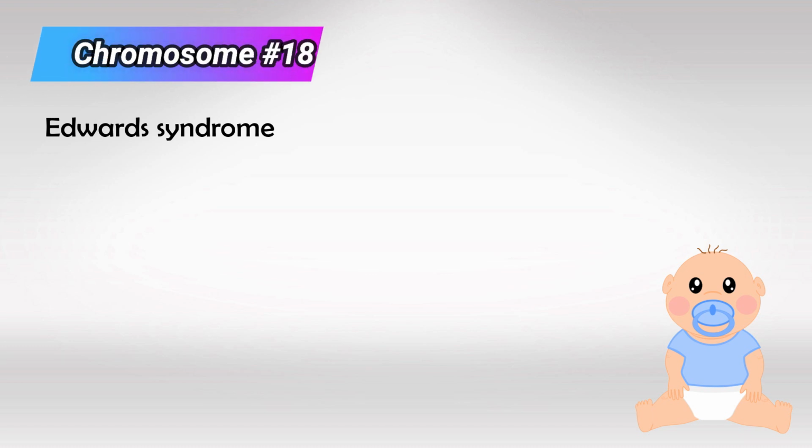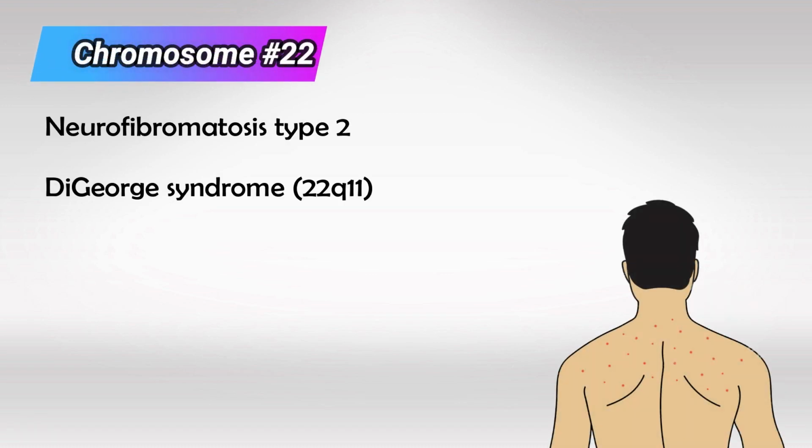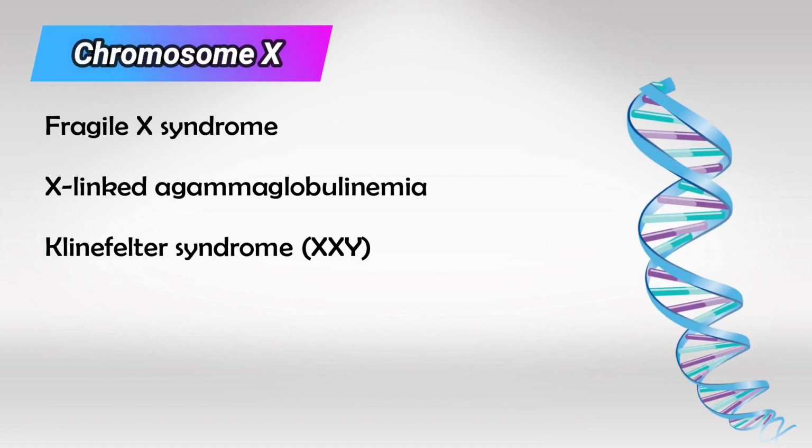Chromosome 18 mutation produces Edwards syndrome, of course. Chromosome 21 mutation produces, of course, Down syndrome. Chromosome 22 mutation gives us Neurofibromatosis type 2 and DiGeorge syndrome. And finally, mutations in the X chromosome produce Fragile X syndrome, X-linked agammaglobulinemia, and Klinefelter syndrome.